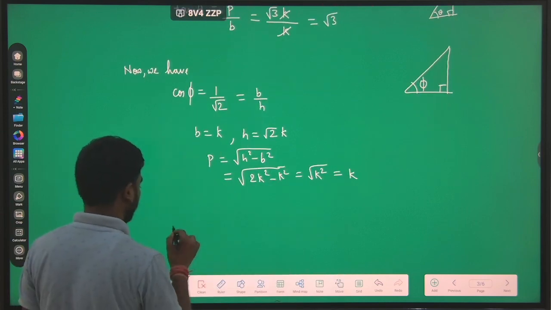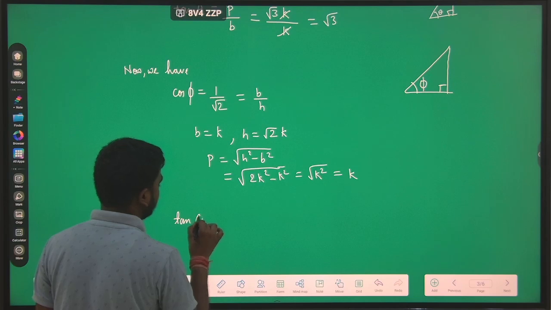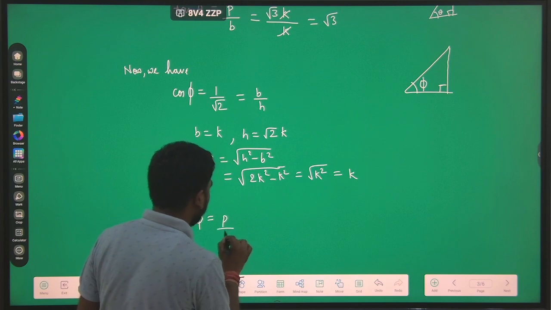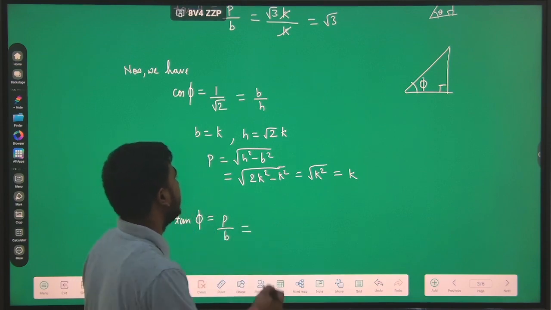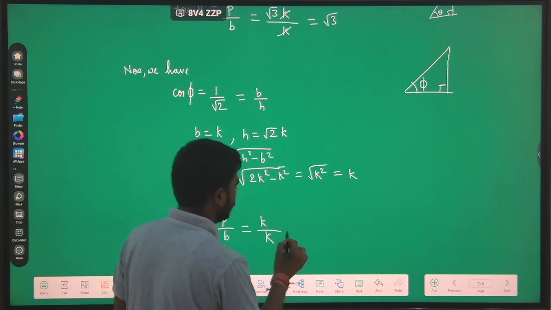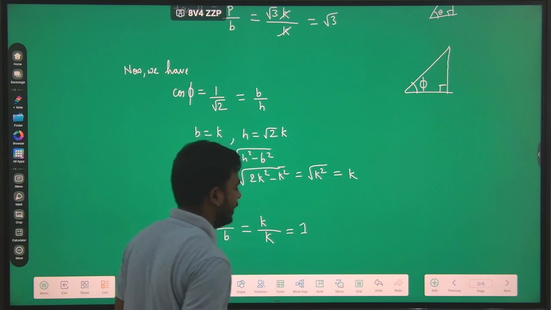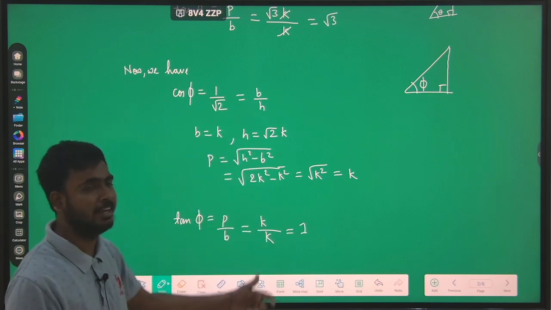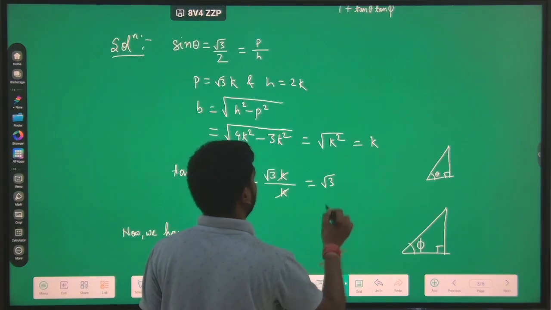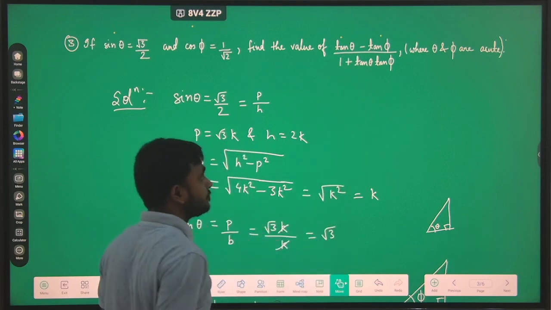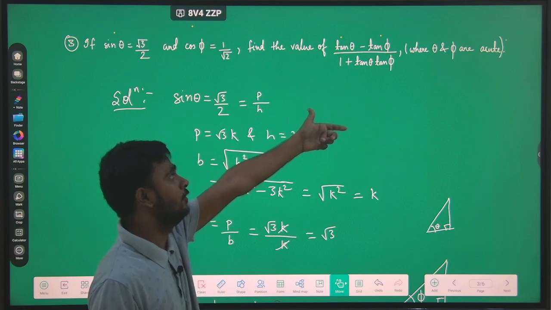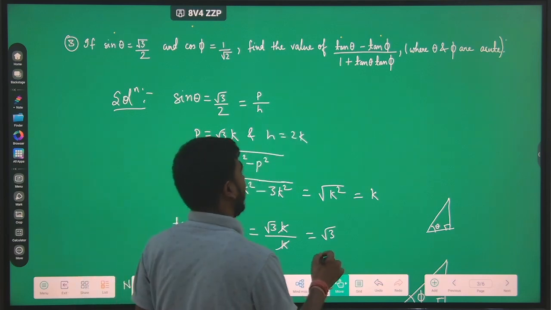So we are going to find out the value of tangent of angle phi. Tangent of angle phi is P upon B. P is k and B is also k. So the value of tan phi is 1. The tangent of angle phi is 1. Now, what we were going to find out? The whole concept was based on finding this expression: tan theta minus tan phi, whole divided by 1 plus tan theta into tan phi.